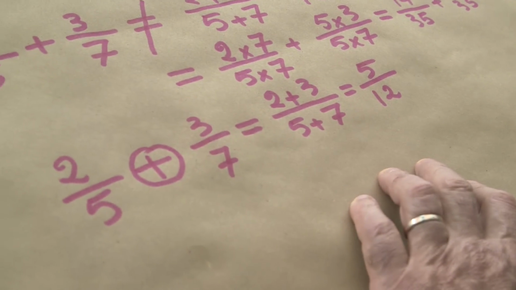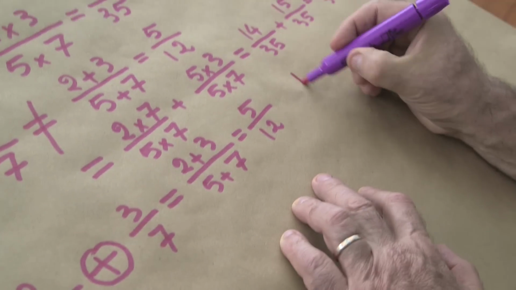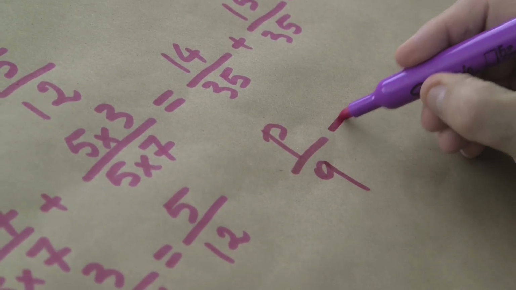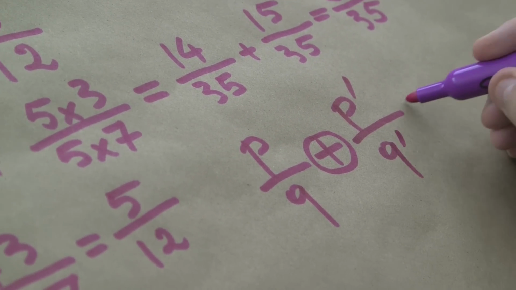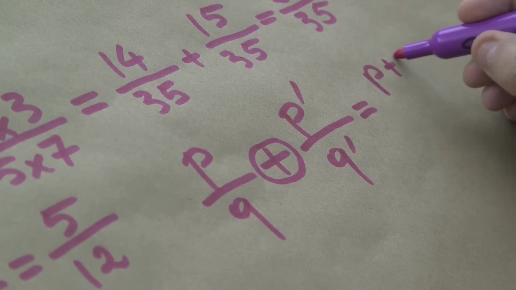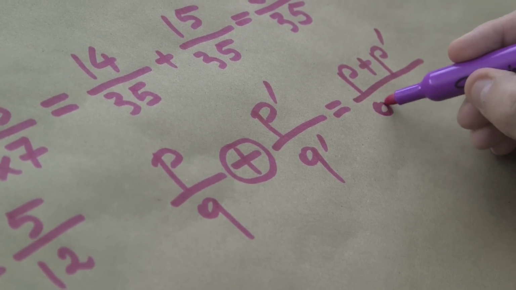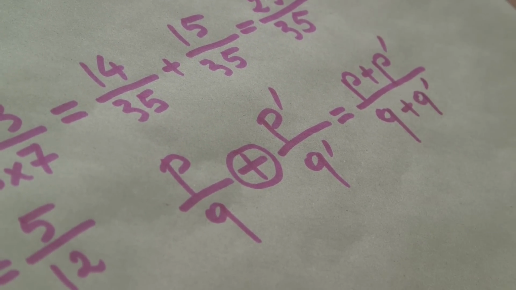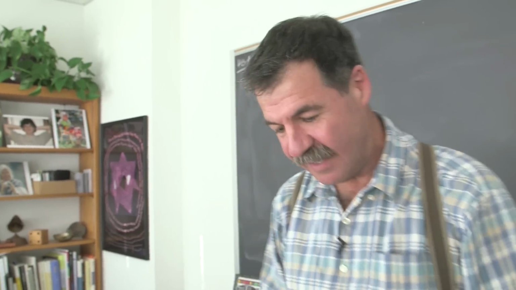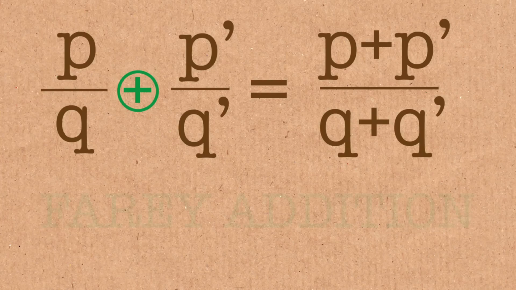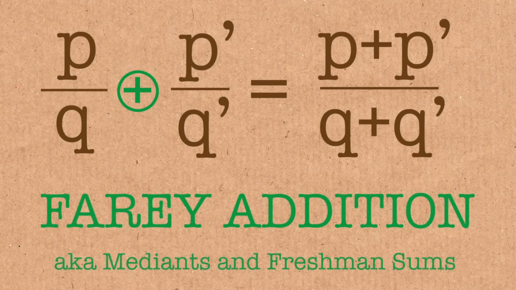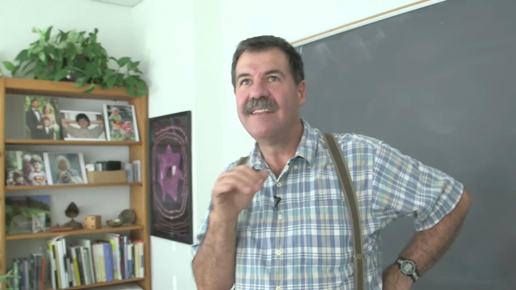Okay, and so let me do it with letters like this, P and Q. That would mean that P over Q, funny addition, P prime over Q prime, is P plus P prime divided by Q plus Q prime. Probably you never heard of it, but it's actually well known among mathematicians, and it has a name. That's called, so I'm going to write, the Farey addition. Named after John Farey, who was mostly known as a geologist at the end of the 18th century.